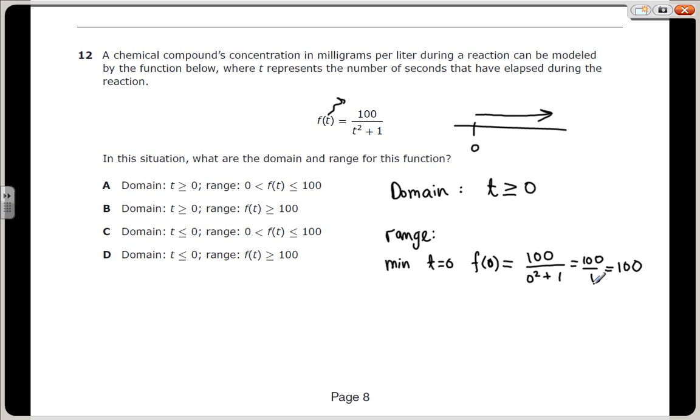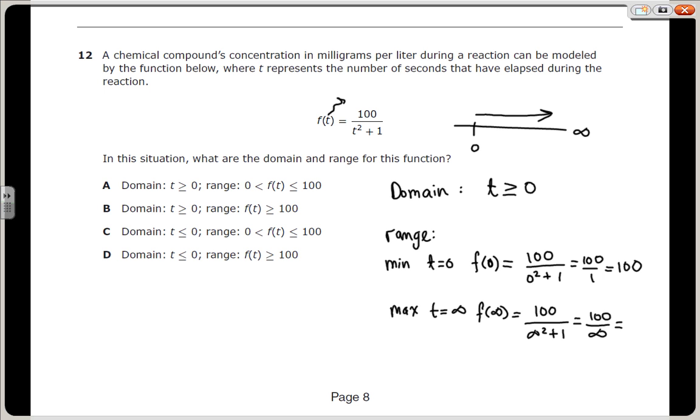So that tells you one of the extremes. And then to get the other extreme, I'm going to plug in what the maximum value is. Since t goes on forever, we're going to use t equals infinity. Alright? Infinity is basically a really, really big number, since it goes on and on forever towards infinity. So what happens when you plug infinity into this function, f of infinity? Well, you're just going to have 100 over infinity squared plus 1. Infinity squared plus 1 is a really, really big number, so you're just going to have 100 divided by infinity.